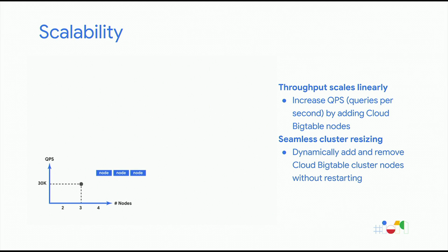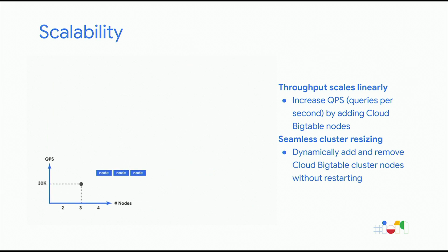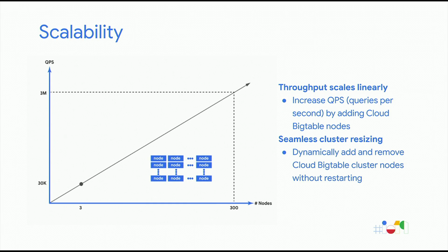And if you're thinking a million QPS is a slow day for you, then you can just increase the performance by adding more Cloud BigTable nodes. Throughput will scale linearly based on the number of nodes. So 30,000 QPS for 3 nodes or 3 million QPS for 300 nodes. Based on your performance and cost requirements, you can easily scale with no downtime. You don't have to make a sacrifice for consistent throughput or latency as your data size grows.